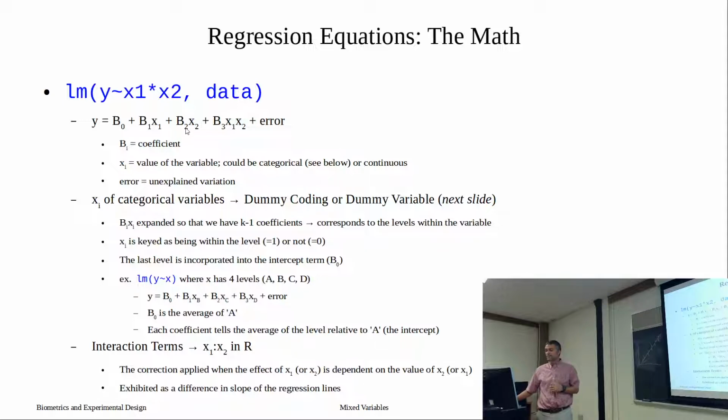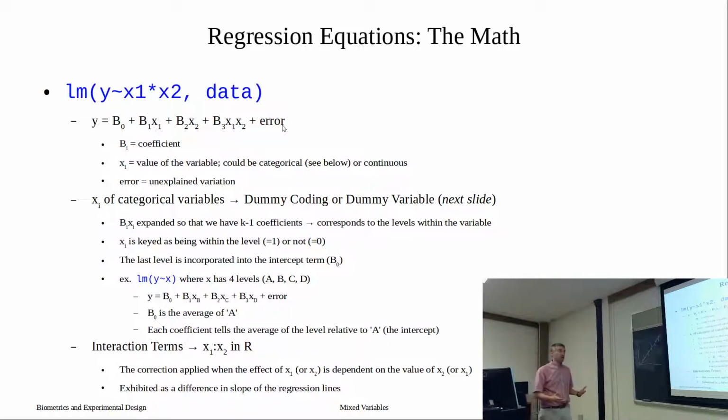And then we're going to have a second coefficient, and that's corresponding to our second term. And then we're going to introduce our interaction terms and so forth. And we keep going until we have all of our coefficients made. And then we have this error that's like everything left over that we can't explain yet.